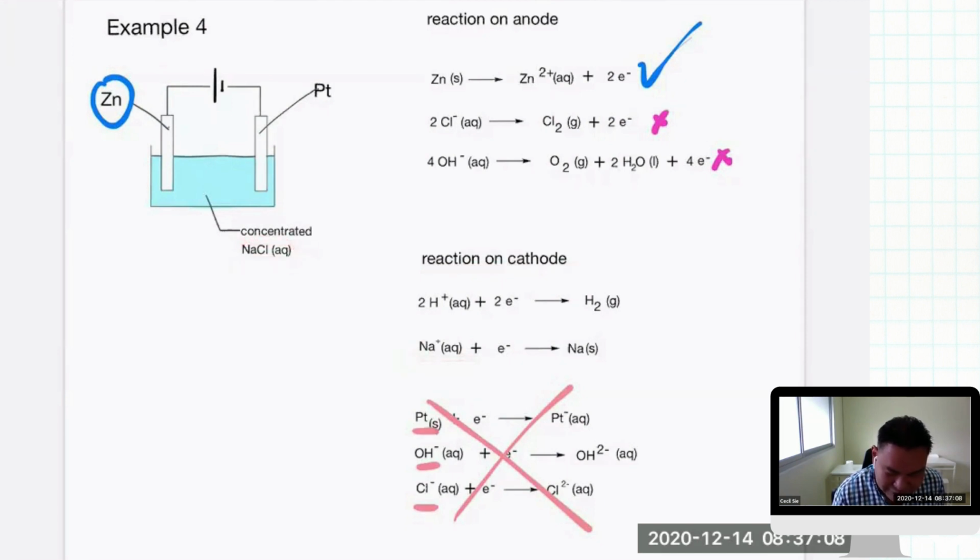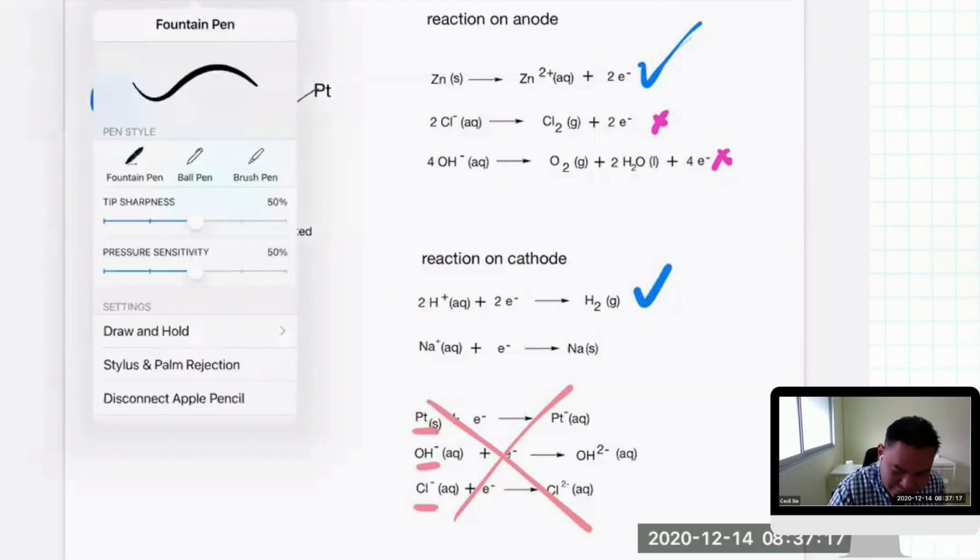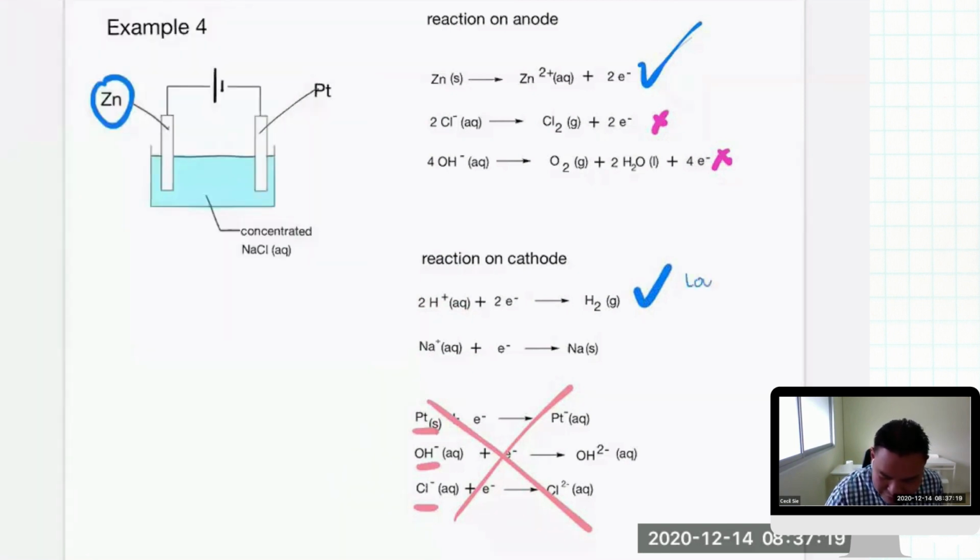Concentrated sodium chloride. Does H plus exist? Yes. That means in this case we just choose H plus, which will turn into H2 because it's lower in reactivity series. And don't choose the sodium. So that's it. We have done the 4 examples already.